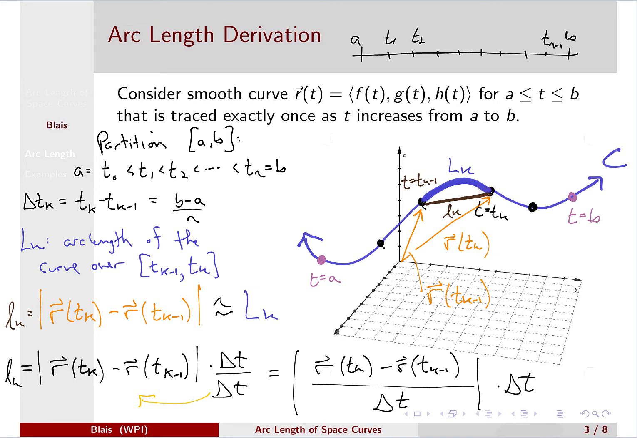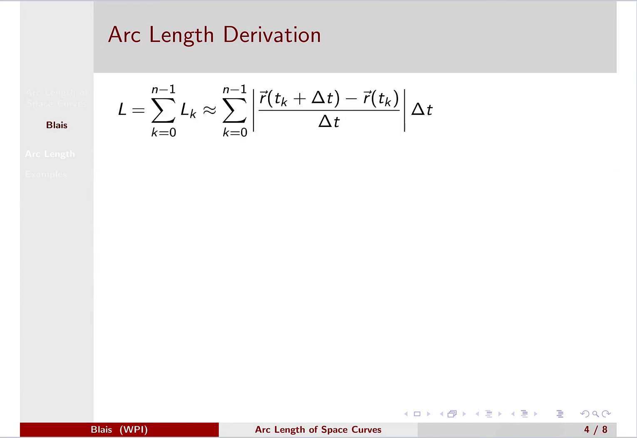We now do this for each piece of the curve. And so we're going to have n of these. And the idea is the overall length of the curve, which we call L, is equal to the sum of the lengths of these curve pieces, and each of these curve pieces has a length that's approximated by this. And so that gives us this expression here. So the overall length of the curve is the sum of the lengths of the individual pieces, and each one of those is approximated by this expression here.